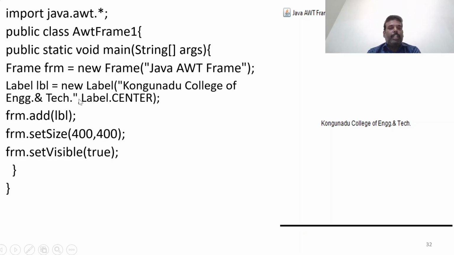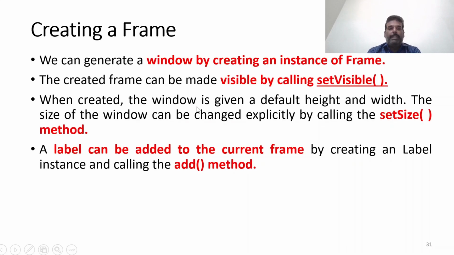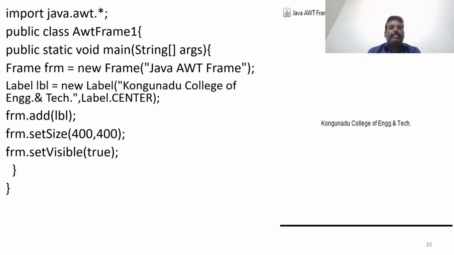Your College of Engineering Technology, the label should be centered, okay, in the given field. And in that frame I'm going to add this label. So what is the label's name? LBL, that is label. I'm going to add this label into the frame. So in the frame, the label will be added. And size of the frame is 400, 400, and frame should be visible to me. So I have given setVisible. Before designing this form, you have to design this frame. So that is why we have designed the frame.